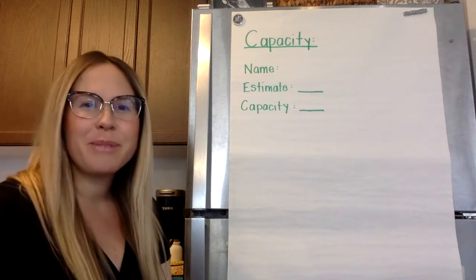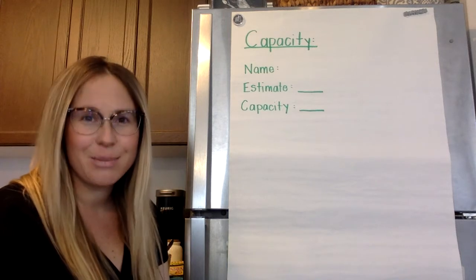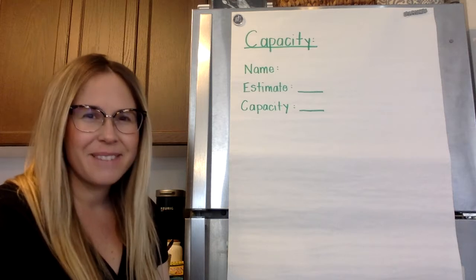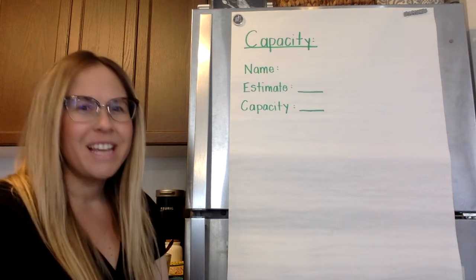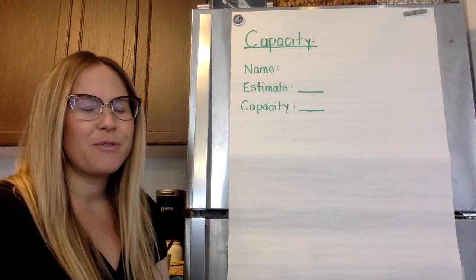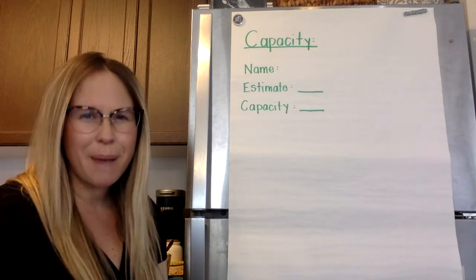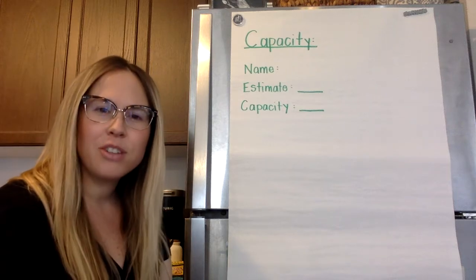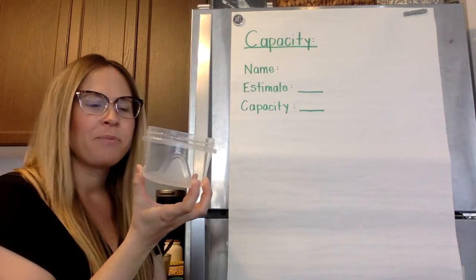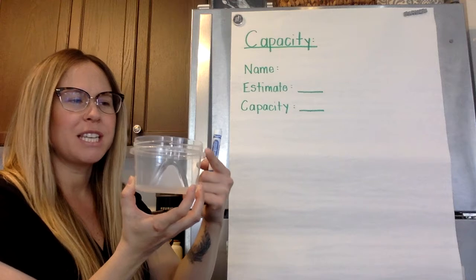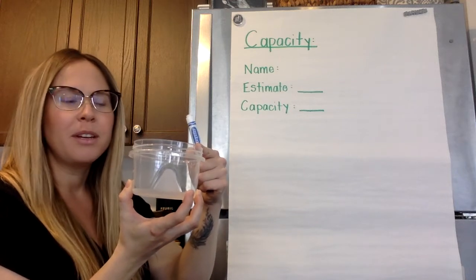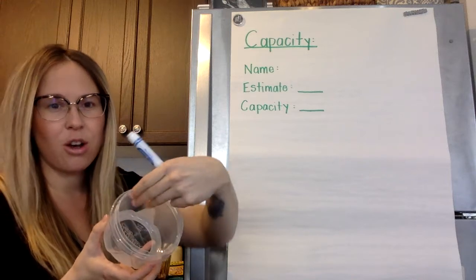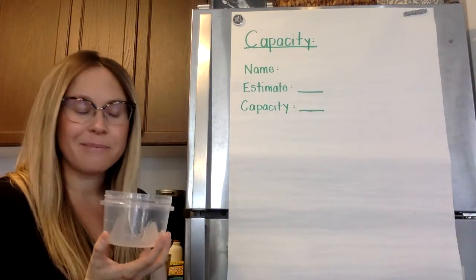We are going to be learning about capacity this week. So let's see if you can say that word first. Say capacity. Awesome. So now what we want to do is first define what is capacity. Capacity is how much a container can hold. Okay, so if we fill this container all the way to the top, then we're talking about how much this container can hold when we talk about its capacity.